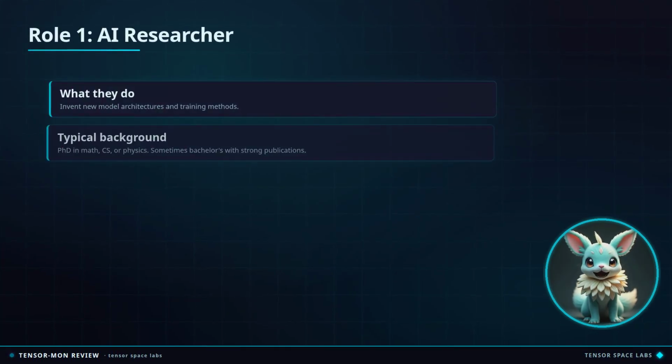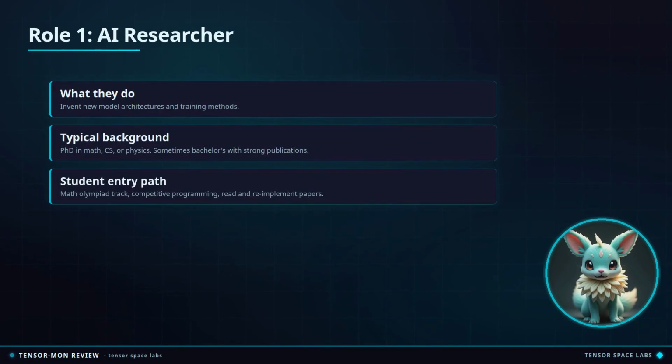Role 1. AI researchers. They invent the underlying science, new architectures, new training methods, usually a PhD, but not always. Student path. Get very strong at math, start reading papers, and re-implement the smaller ones. This is the longest road, but also the most influential.